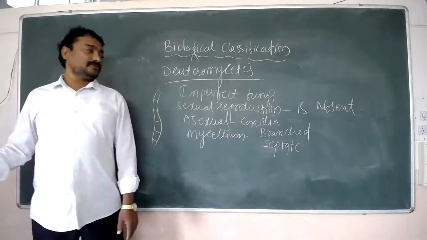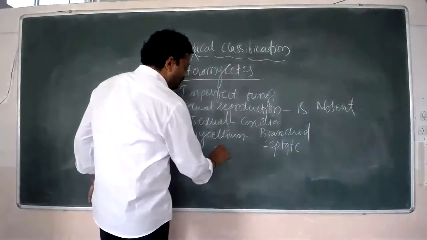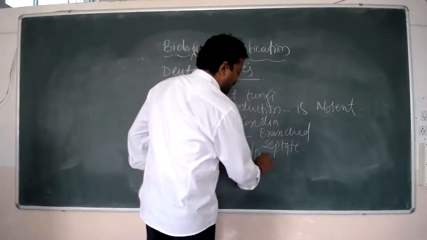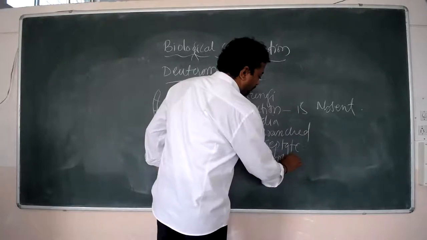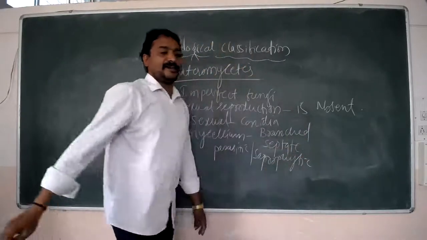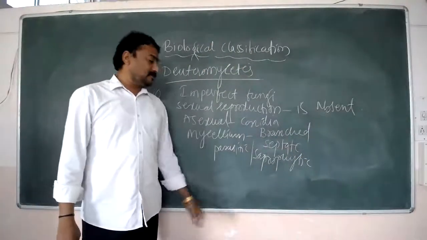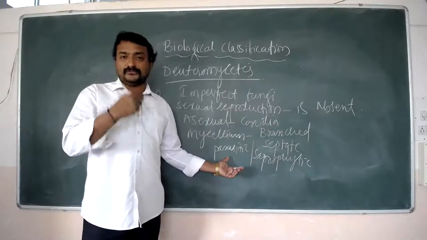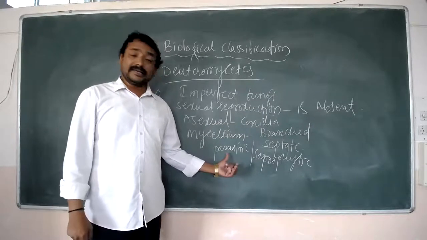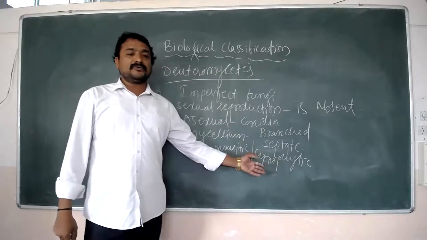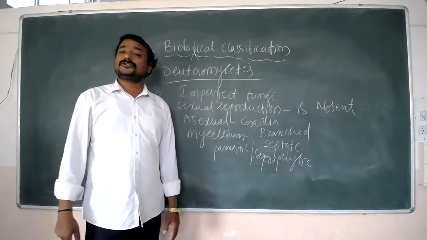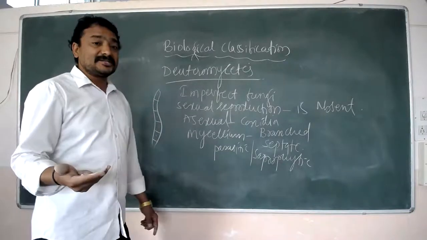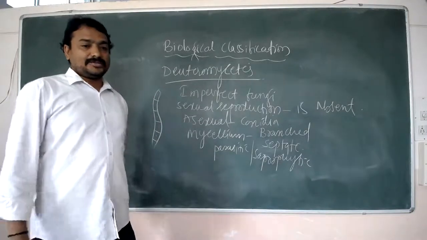The mode of nutrition may be parasitic or saprophytic. Parasitic means they depend on other organisms for food as well as shelter, and simultaneously they cause diseases. Saprophytic means which grow on dead and decaying substances.